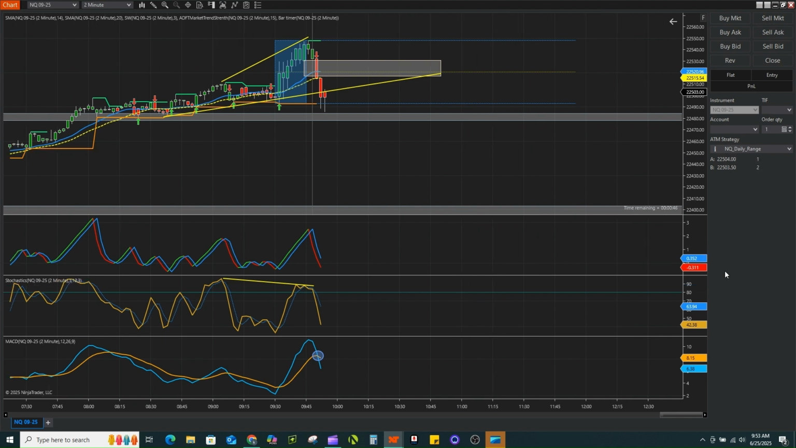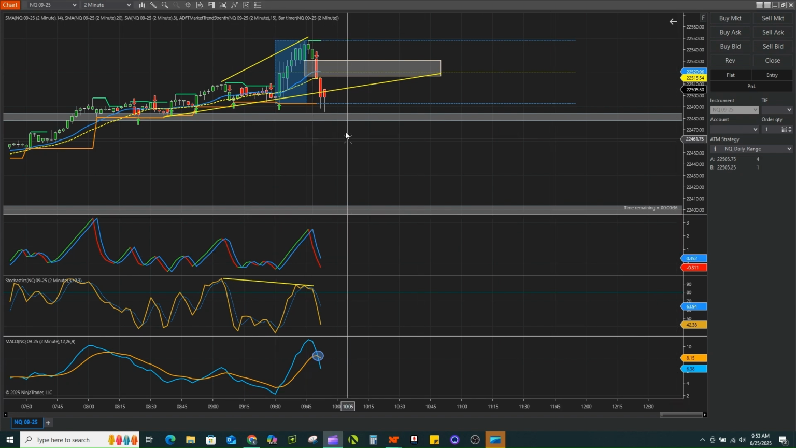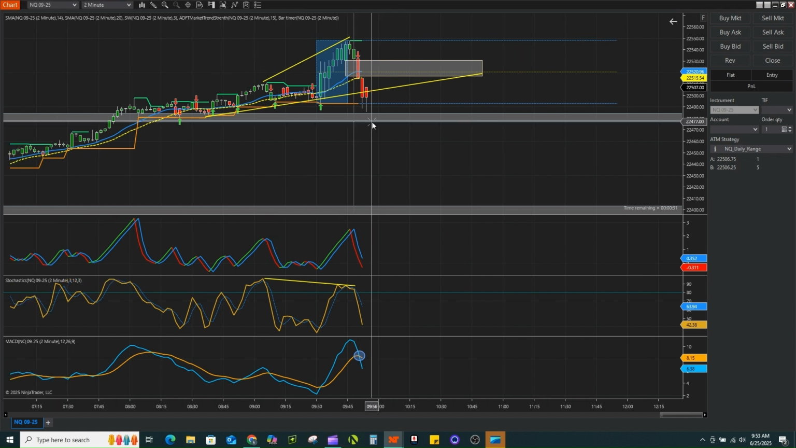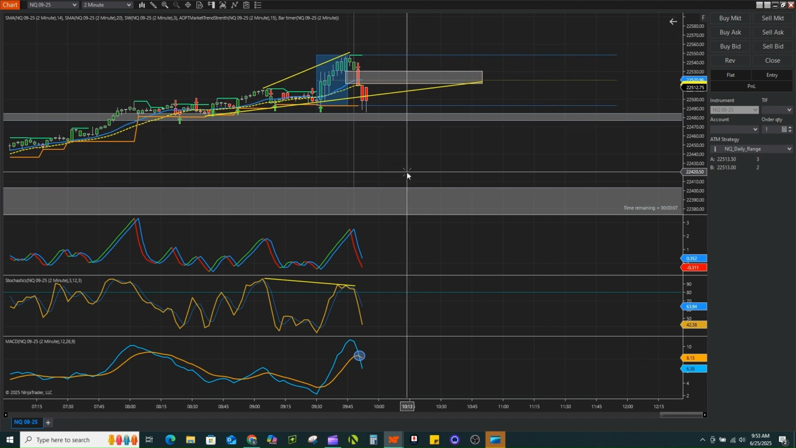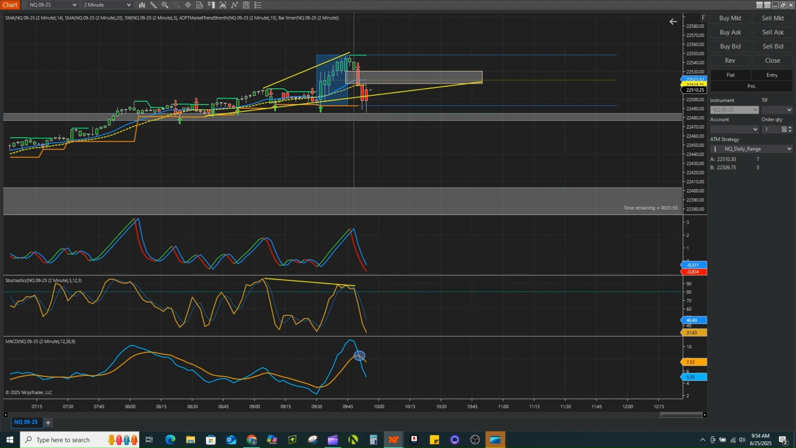I call this setup the divergent gap trade, and this is pretty much where you have divergence, you have a trend line break, and you also have a fair value gap. So it's like three components all in one that makes the trade. We have a bearish divergence, we have price breaking a trend line to the downside, and then price reversing to test that bearish fair value gap.